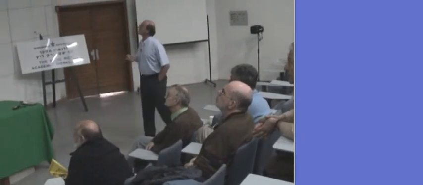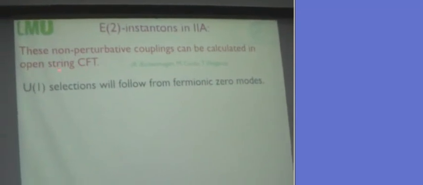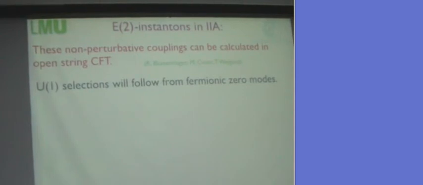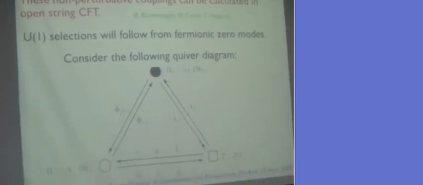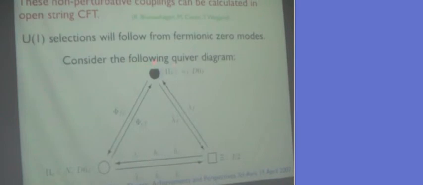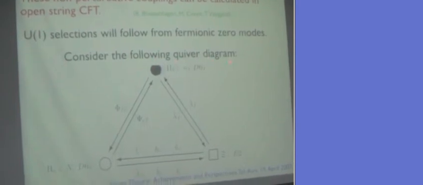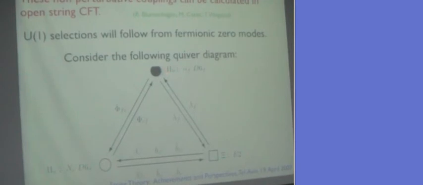Okay. So now, as it was shown recently by several groups, in particular by Blumenhagen, Cvetic, and Weigand, these non-perturbative couplings can be calculated again now in open string conformal field theory, and these U1 selection rules will follow from the fermionic zero modes. So in fact, I will demonstrate this in a local setup. So we consider the following quiver diagram. The quiver contains three cycles on the Calabi-Yau space.